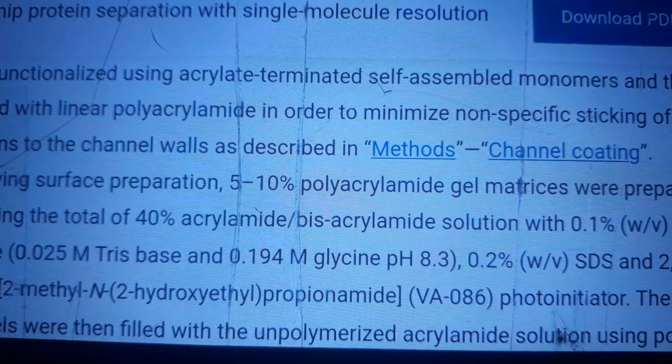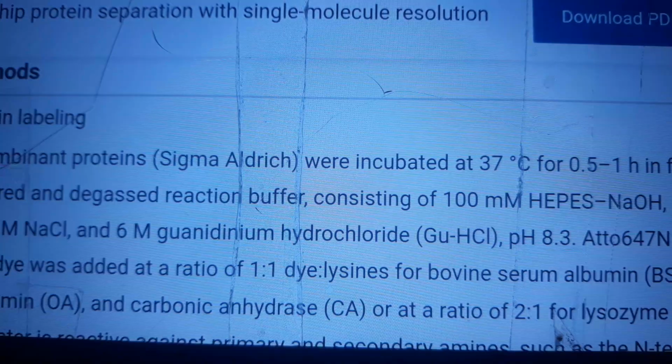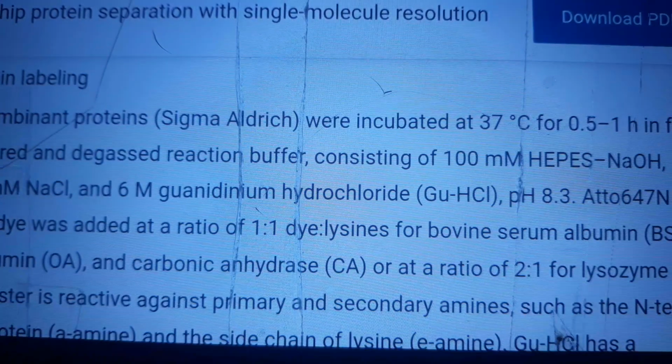So let's just check the methods. Methods, protein labeling. Recombinant proteins from Sigma-Aldrich were incubated at 37 degrees centigrade for 0.5 to 1 hour in freshly prepared and degassed reaction buffer consisting of 100 mM HEPES sodium hydroxide, 150 mM sodium chloride, and 6 M guanidinium hydrochloride (GuHCl), pH 8.3.